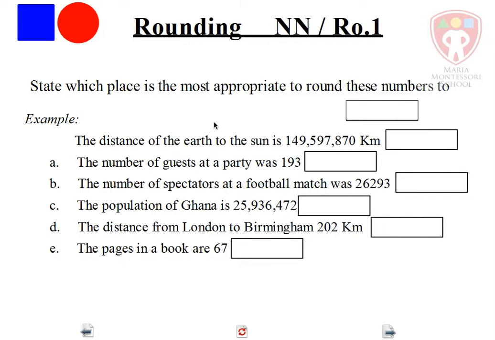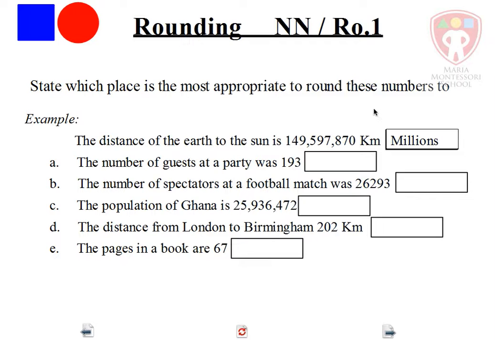So when you look at this, let's get into this exercise. Rounding. Exercise 1. State which place is the most appropriate to round these numbers to. Which place value is the most appropriate to round these to. Let's do the first one together. The distance of the Earth to the Sun is 149,597,870 kilometers. And if we wanted to round it, what level of accuracy would be most appropriate?